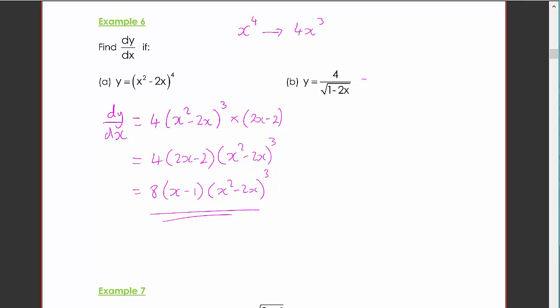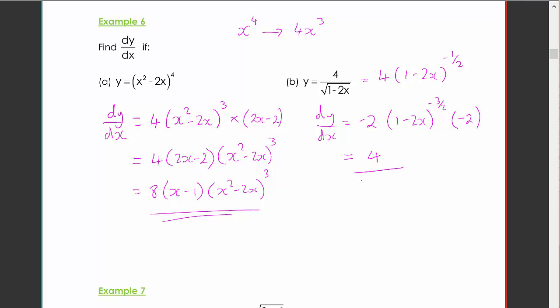For this one here, first of all, use your knowledge of indices, and you've got 1 minus 2x to the power negative a half. So the x to the negative a half is the outside function. So the negative a half comes down and multiplies the 4, we get negative 2. 1 minus 2x, subtract 1, negative 3 over 2. And then we have to multiply by the differential of the inside function, which in this case is negative 2. Negative 2 times negative 2 gives me a positive 4.